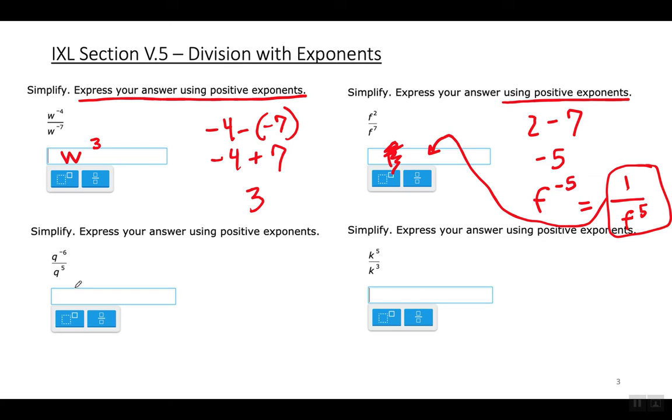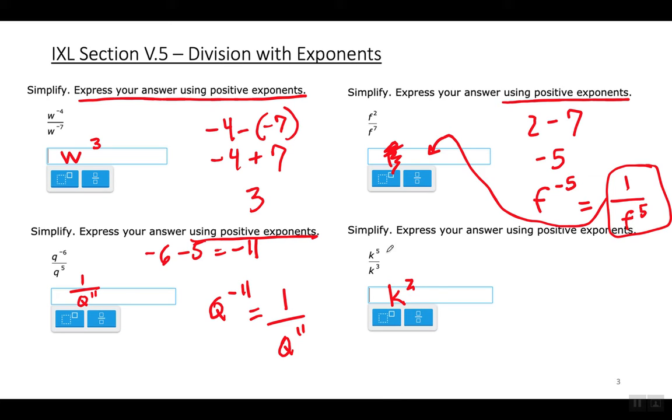All right, let's look at this one. So I do negative 6 minus 5, which gives me negative 11. So my answer is q to the negative 11, but I need to write it using positive exponents. So my answer is going to be 1 over q to the 11th, okay? Just like the last one. Este también no se puede escribir con un exponente negativo, así que así escribí mi respuesta, 1 sobre q a la 11. All right, so this one, when I subtract the exponents, that one's easy. My answer will be k to the second power. Resto los exponentes y me da k a la 2.